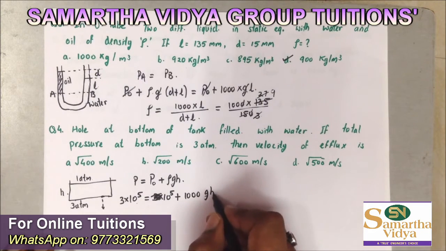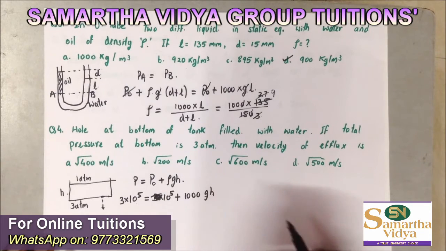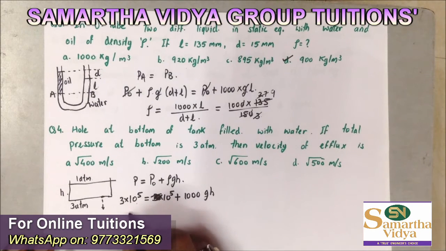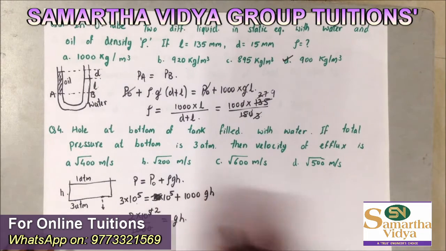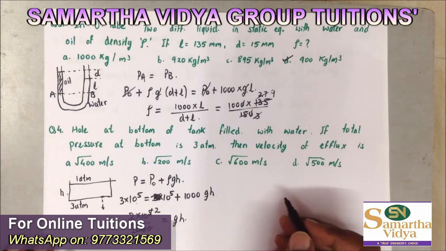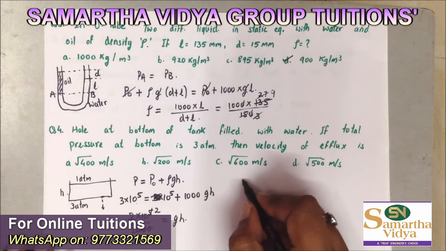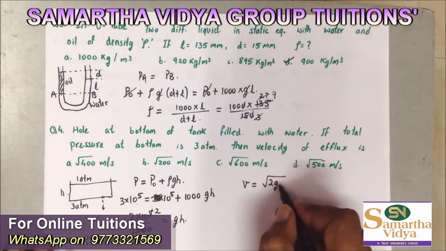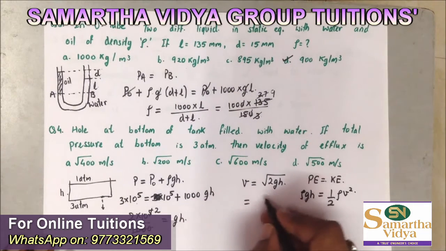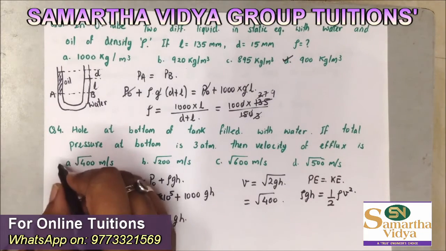and I need to find the gh. So let us keep it as gh itself, no need to calculate the g value. So this becomes 2 into 10 raised to 5 divided by 1000, which is equal to gh. So this gets cancelled and this becomes 2 into 10 raised to 2. Now coming to the value of velocity. Velocity is given by root of 2gh. Substituting the value of gh in that, it becomes root of 400. So you can see that's nothing but your option A.